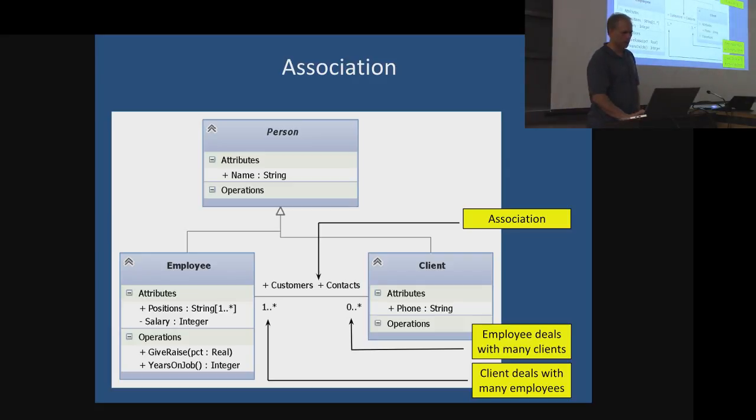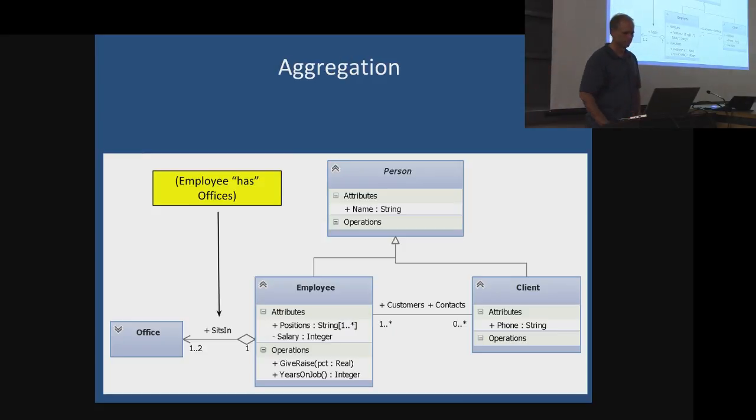Okay, so that's an association, that line. And also, I should say, the association could be one way, in which case you put an arrowhead on it. So if the client didn't have any relationship with an employee, it would just go in this direction with an arrowhead there. Then there's aggregation.